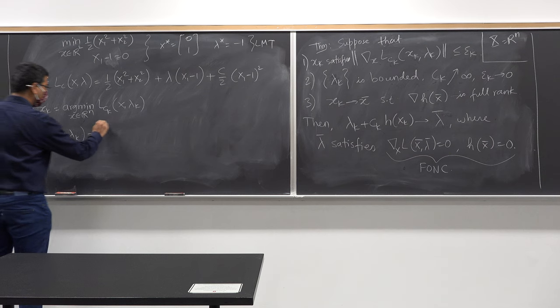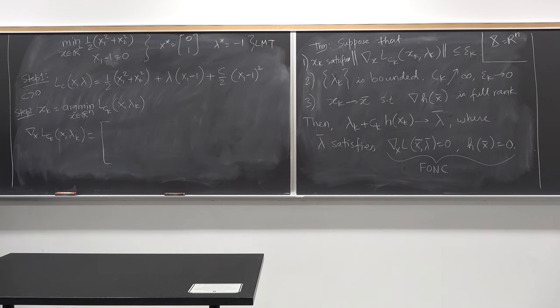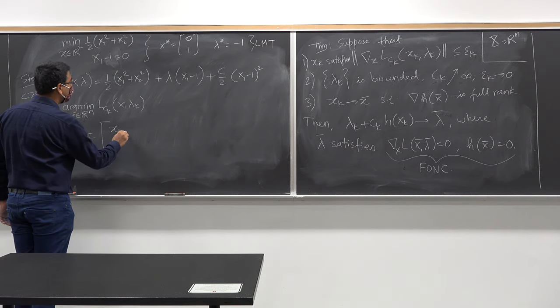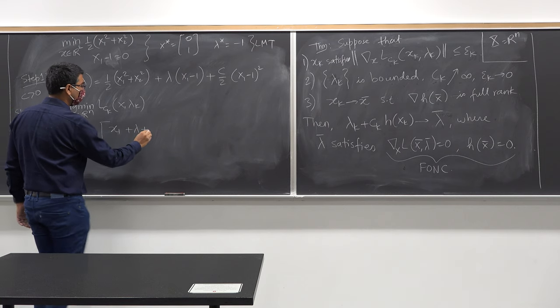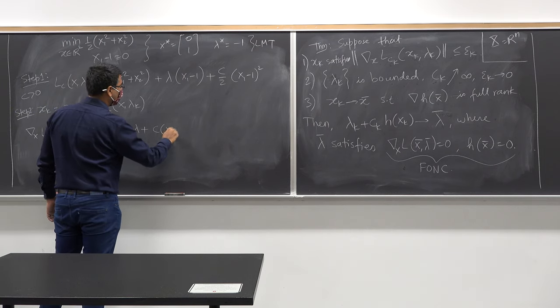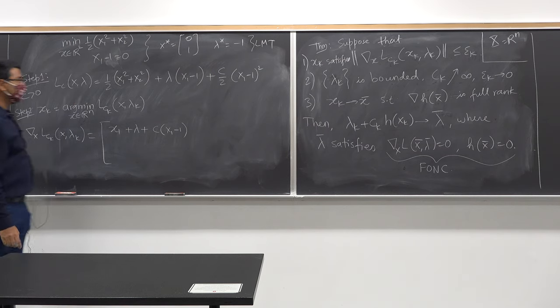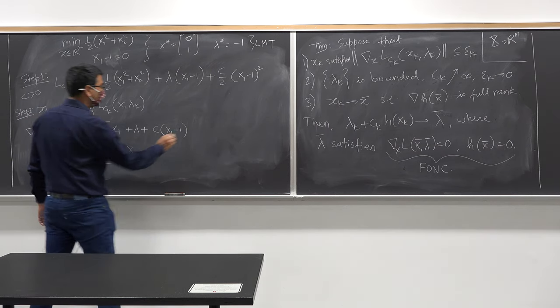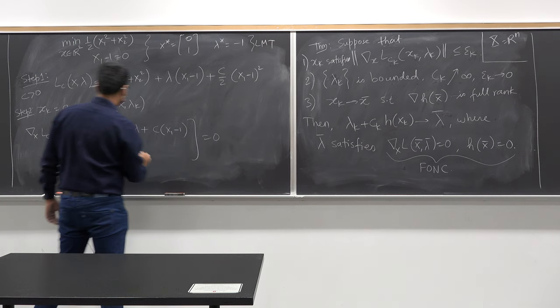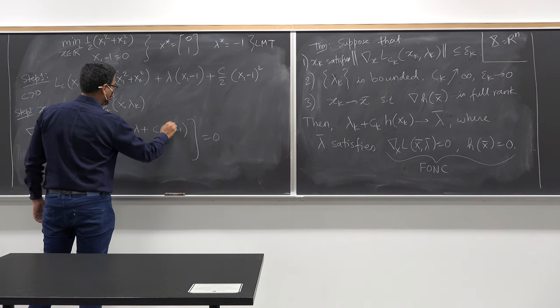Okay, now comes the difficult part. Now I have to compute the gradient. I hope I don't make a mistake. So I have x1 plus lambda plus c times (x1 minus 1). And I have x2, and that's it. I'm going to set it equal to 0 at the optimal solution.